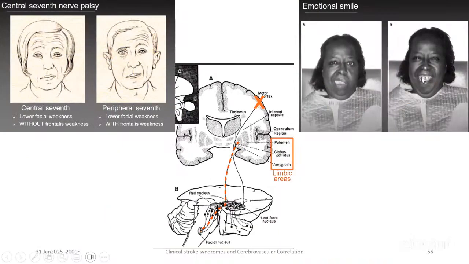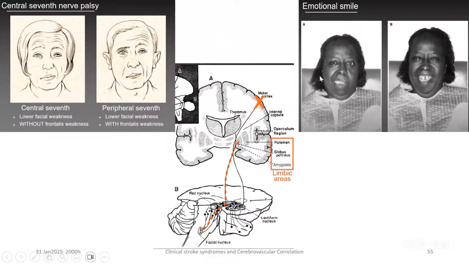So the facial nerve involvement is also interesting to see. The central seventh nerve and peripheral seventh nerve palsies are to be distinguished. This is a very common thing. In central, that means pyramidal tract or cortical strokes, there is a lower facial weakness. As you can see here, the frontalis muscle is not affected. Whereas here, in peripheral, the frontalis muscle is also affected. The whole one half of the face is affected. Not only that, there's some more complication.